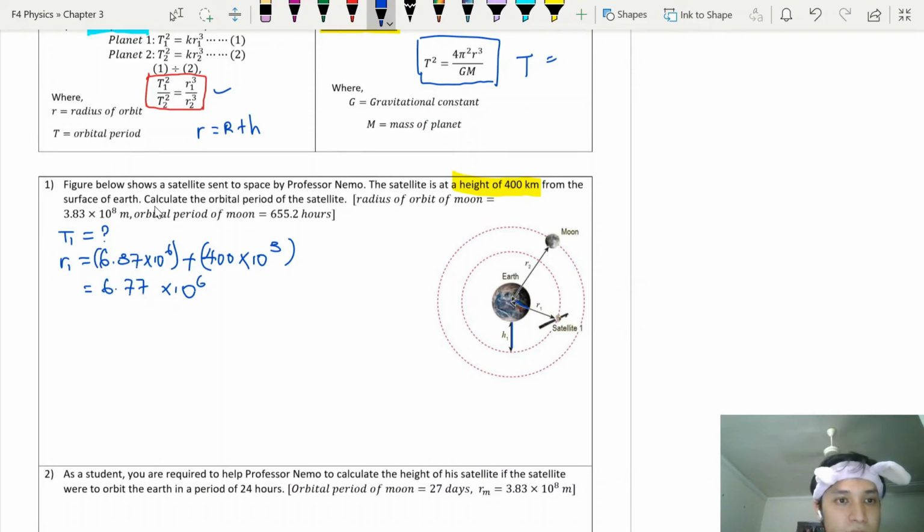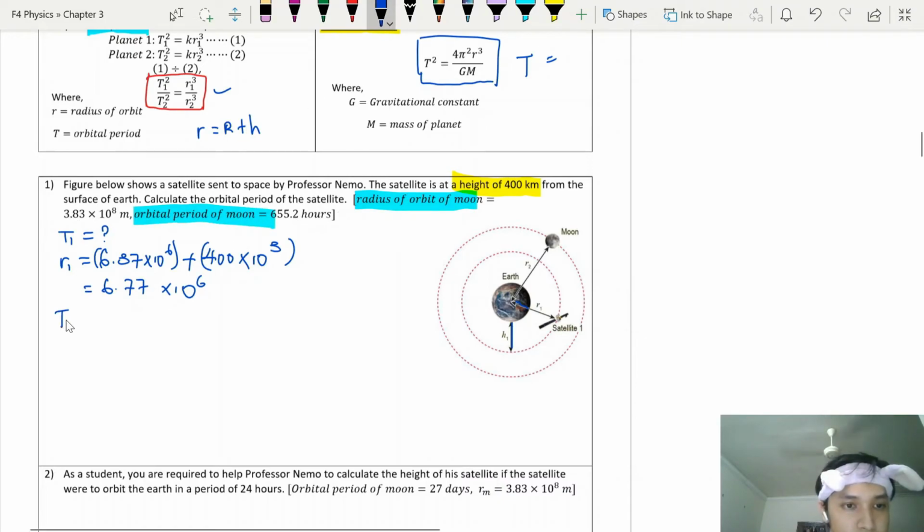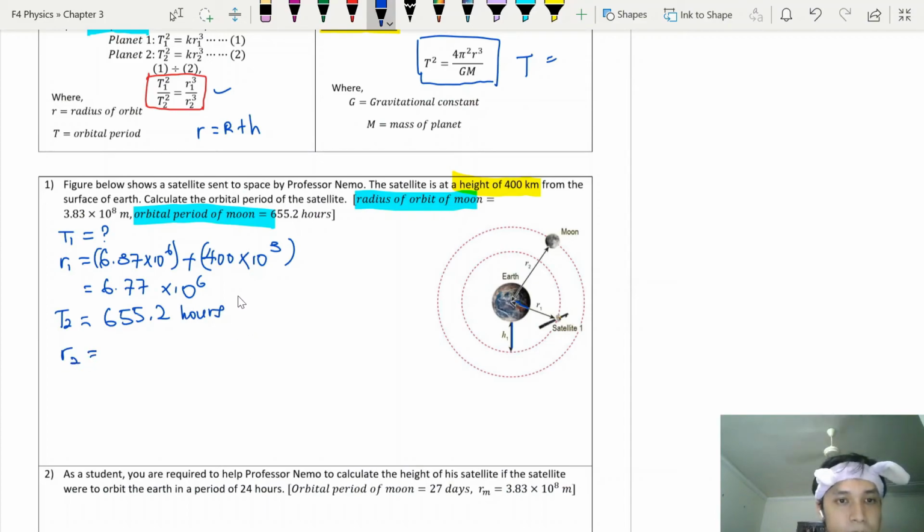And then what else do they give me? Let me look here. Calculate the orbital period of the satellite. Oh, they give me the radius of the moon and also the orbital period of the moon. So I know T2 of the moon is this one, in hours. Then R2, the radius, is 3.83. So I need to calculate for T1.